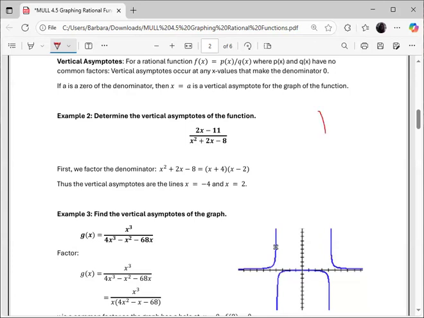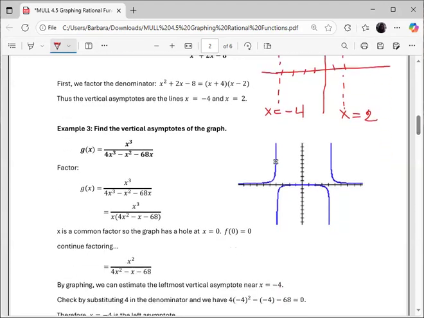And if you were to sketch that, you would look for 1, 2, 3, 4. There's my x equals -4. And then at 2, we could put a dotted line through x equals 2. And so those are the vertical asymptotes, and it's where the graph will never cross those lines.